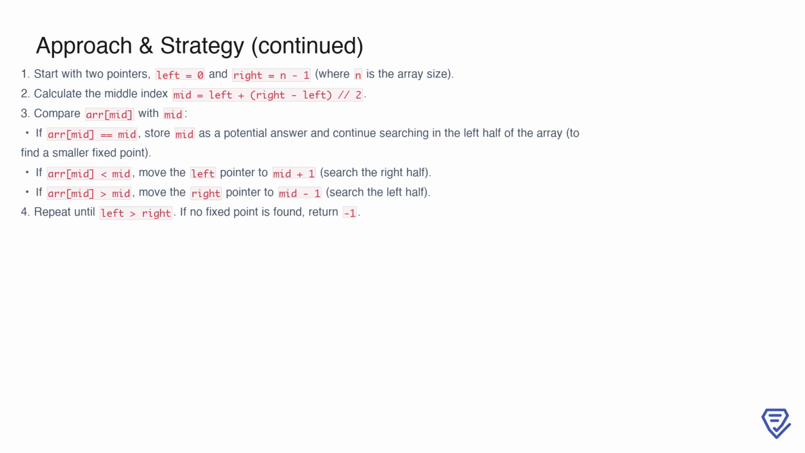Similarly, if ARR[mid] is greater than mid, it means no fixed point can exist in the right portion starting from mid. Thus, we move the right pointer to mid minus 1 to search the left half. The process continues until the left pointer exceeds the right pointer, at which point the search ends. If we haven't found any fixed point by then, we return -1 as the result.